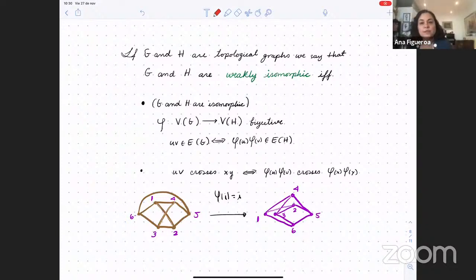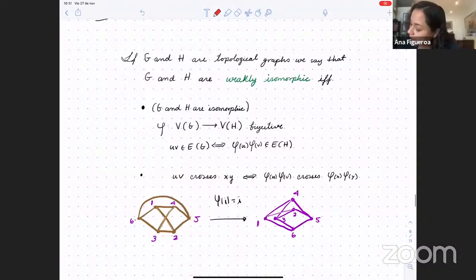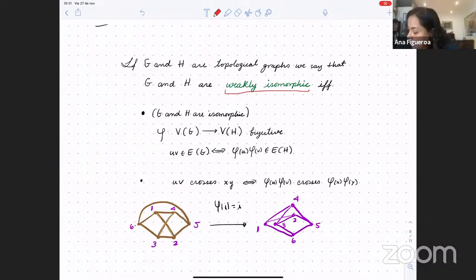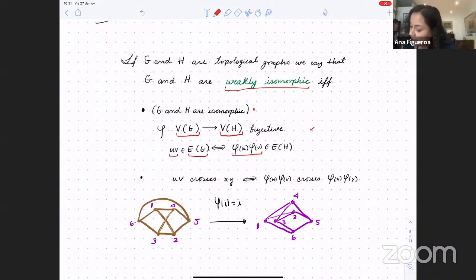If G and H are topological graphs, we say that G and H are weakly isomorphic if and only if they are isomorphic, that is, there exists a bijection between the vertices of G and the vertices of H in which every two vertices are adjacent if and only if their images are also adjacent. Yes, that's the concept as we know classically. But I will ask also that if UV crosses XY, then the image of the edge UV will cross the image of the edge XY. Here I have an example.